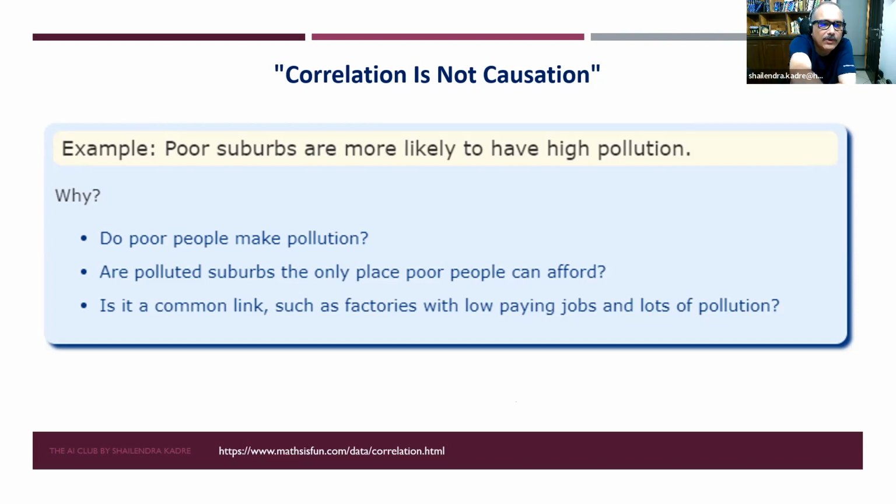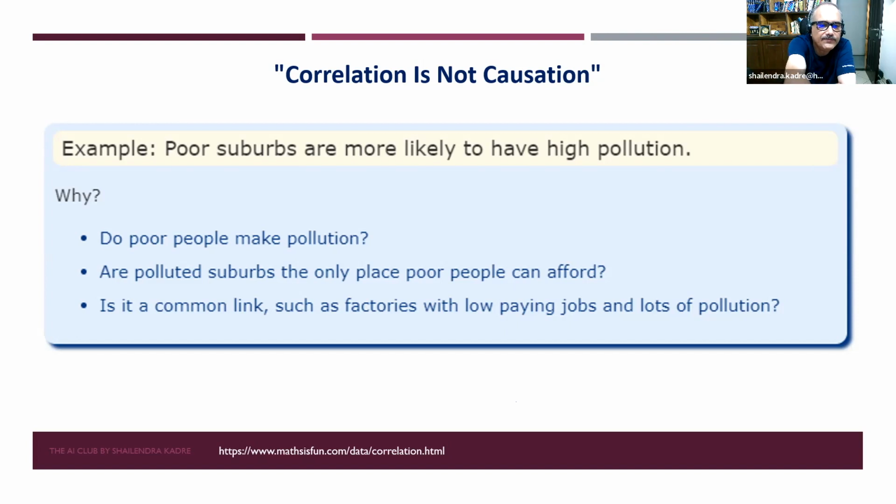So if a suburb belongs to poor people and has high pollution, what is the reason? One reason may be: do poor people make pollution? Not correct. Is a polluted suburb the only place poor people can afford? Yes, in a polluted suburb the cost of houses will be less, so that's where poor people can afford to buy a house.